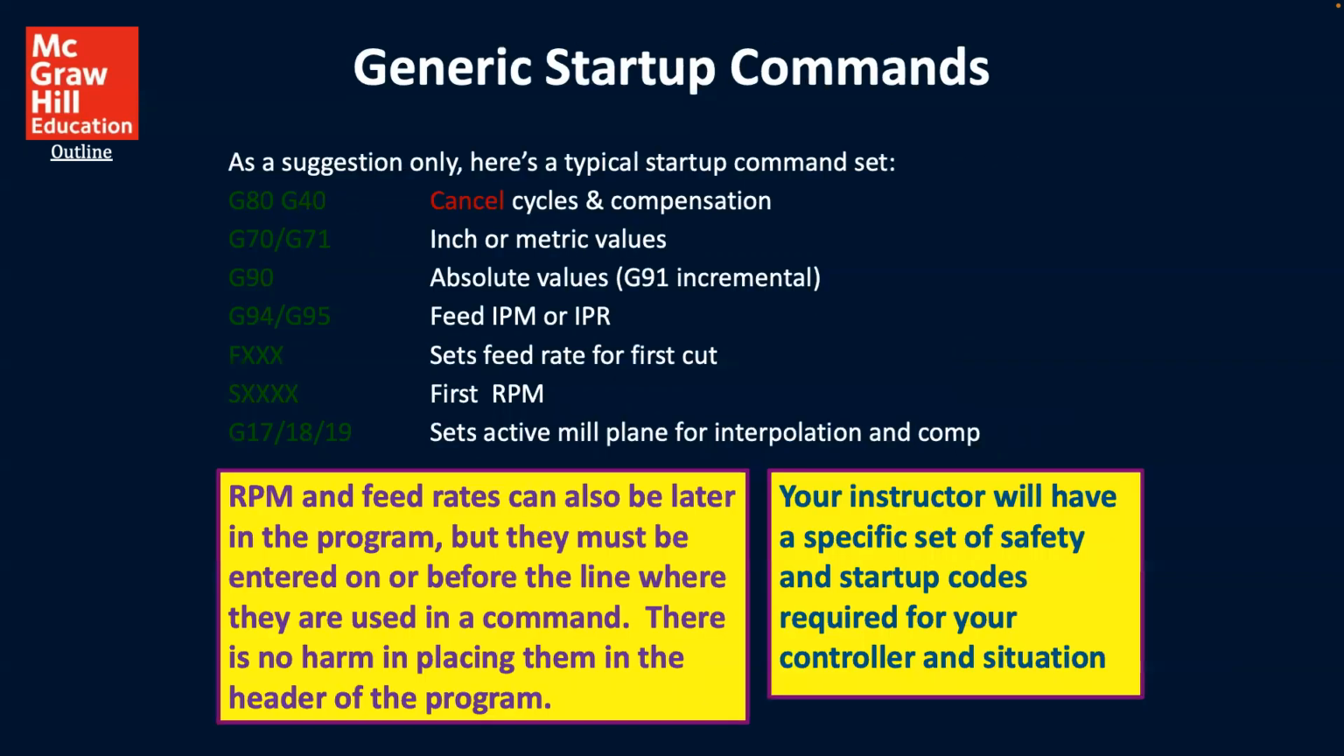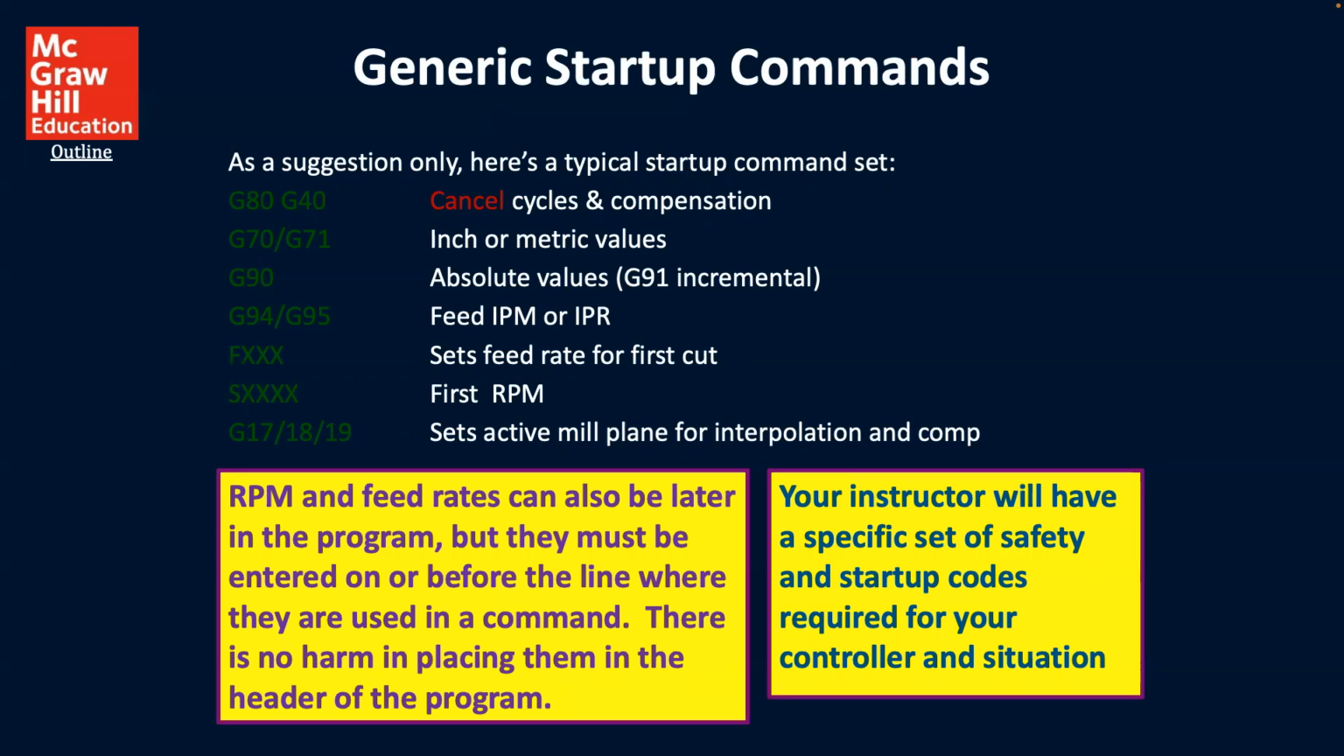So here, first, I'm talking about some generic startup commands as suggested. Here's a typical startup set of commands. We have G80, G40, the cancel cycles and compensation. G70/G71, inch or metric values. G90, absolute values; G91 would be for incremental. G94/G95 is the feed, IPM or IPR. F followed by a value sets the feed rate for the first cut, S followed by a value is the first RPM, and G17, G18, G19 set the active mill plane for interpolation and comp.